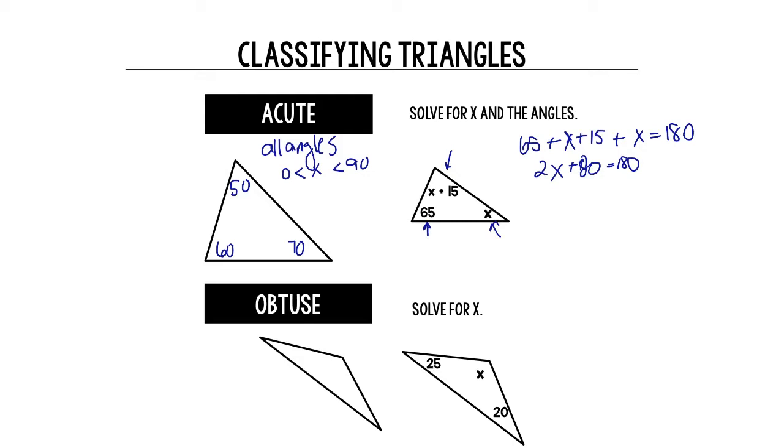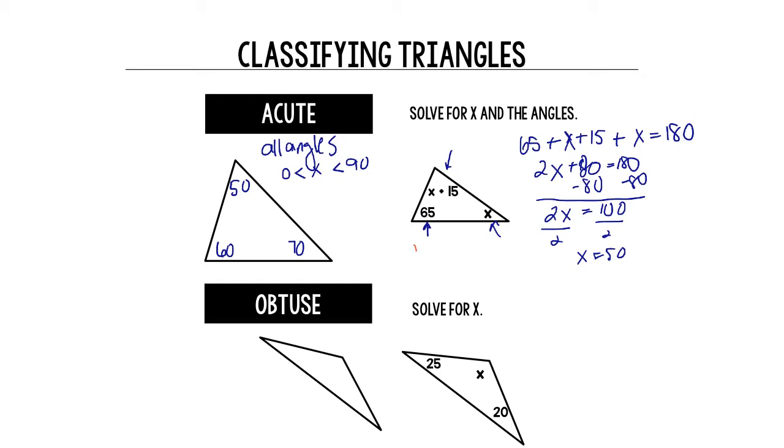To get x alone, we need to subtract 80 from each side. And that's 2x equals 100. Last but not least, we divide by 2 and we get x is 50. So that's x. Now we need to solve for all the angles.